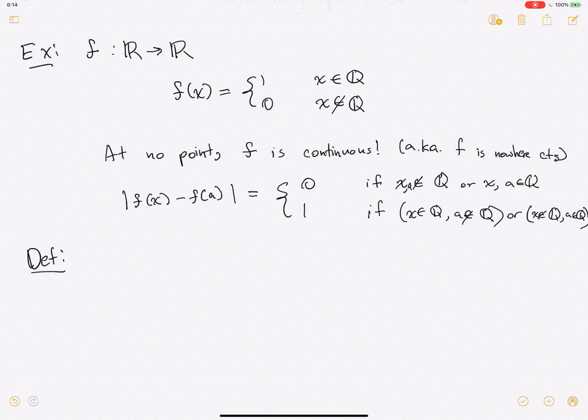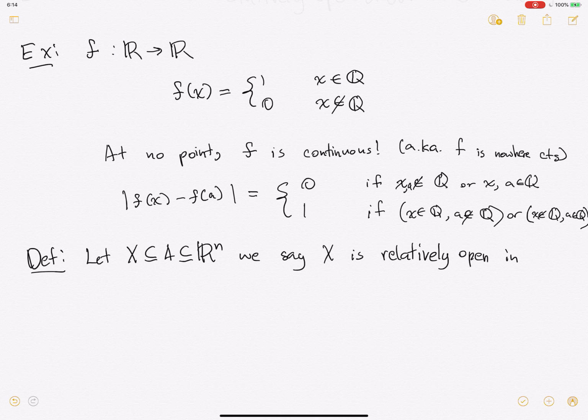So let x be a subset of A, a subset of R^n. We say x is relatively open in A if there exists some U subset of R^n that is open such that x is equal to A intersect U.